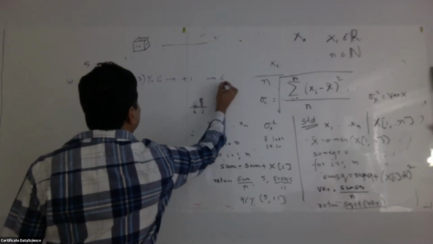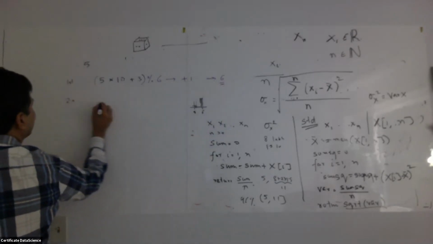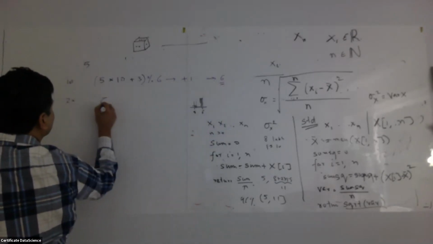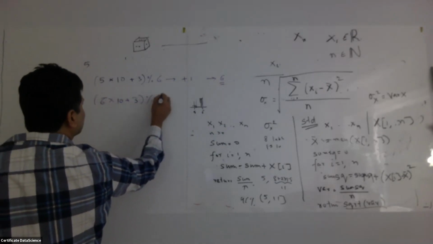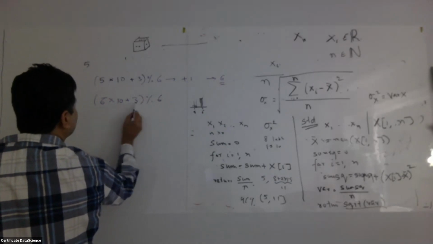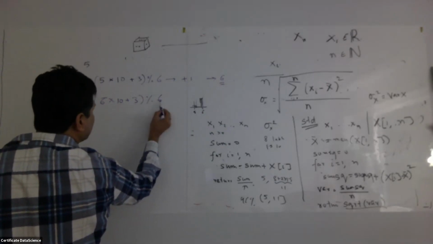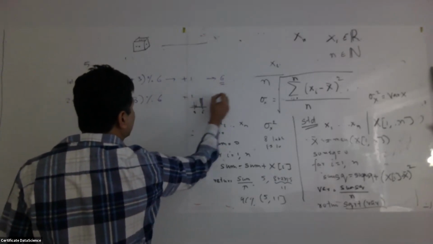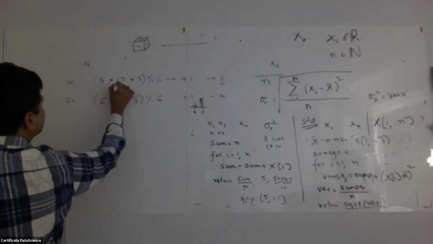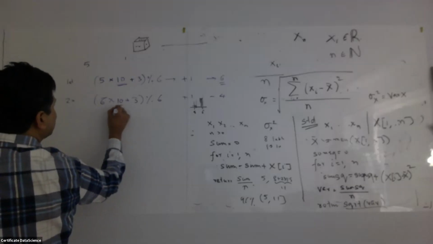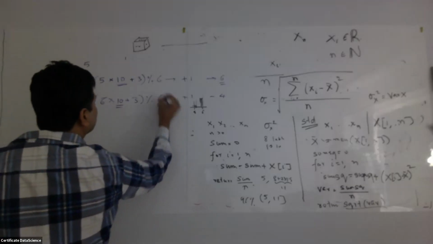Then I take this number 6 to the second one: 6 times 10 plus 3 gives 63. Modulo 6 gives 3, plus 1, I get 4. So this is how I keep generating. Look at this: this remains fixed, this remains fixed, and this is between 1 and 6.